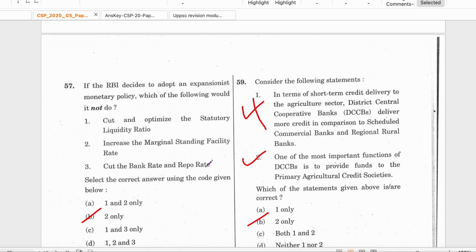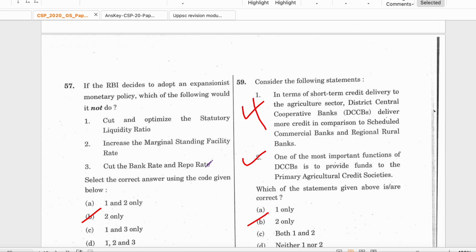अब आ जाइए क्वेश्चन नंबर 59 पे. इधर भी लॉजिक बहुत स्ट्रॉन्ग लॉजिक लग रहा है. कंसीडर द फॉलोइंग स्टेटमेंट्स. इन टर्म्स ऑफ शॉर्ट टर्म क्रेडिट डिलीवरी टू द एग्रीकल्चर सेक्टर, district central cooperative banks deliver more credit in comparison to scheduled commercial banks and regional rural banks. Okay, one of the most important function of DCCBs is to provide funds to the primary agricultural credit society. Which of the statements given above are correct?